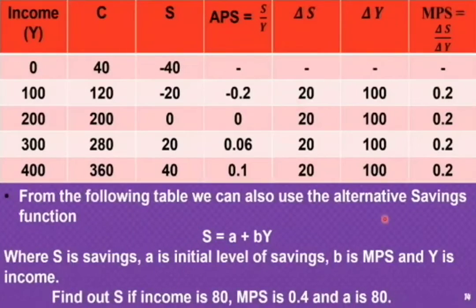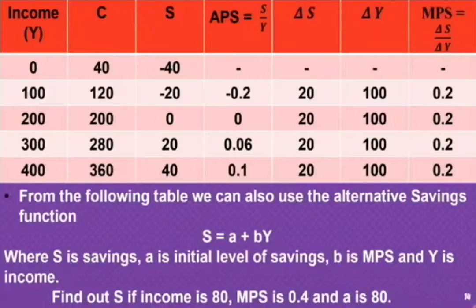So from the following table, just like propensity to consume, we can have an alternative savings function. And the alternative savings function is S is equal to A plus B into Y. Exactly the same formula, but there is a difference. S is savings. A is the initial level of savings when my income was 0. Whenever there is autonomous consumption, what is the initial level of my savings? That is the first level of my savings. B is MPS and Y is income.